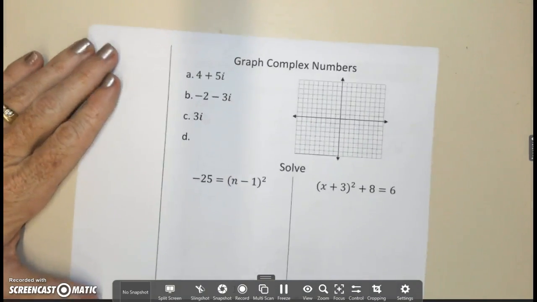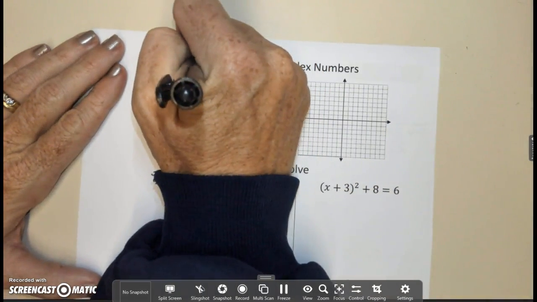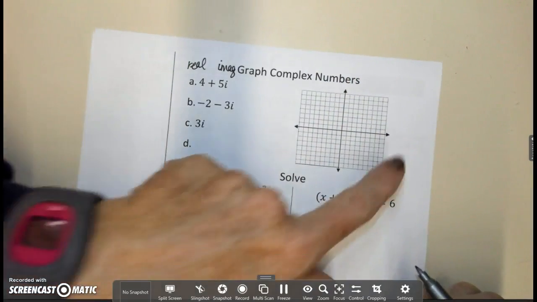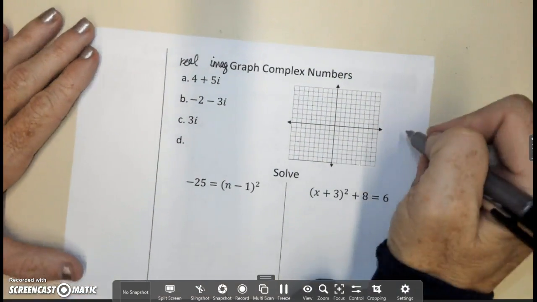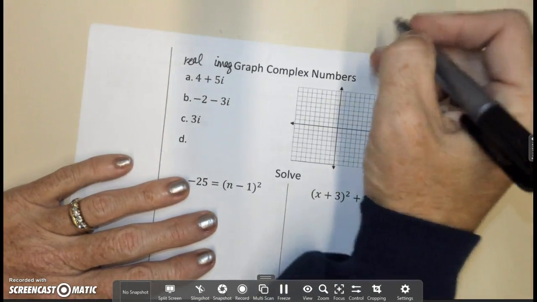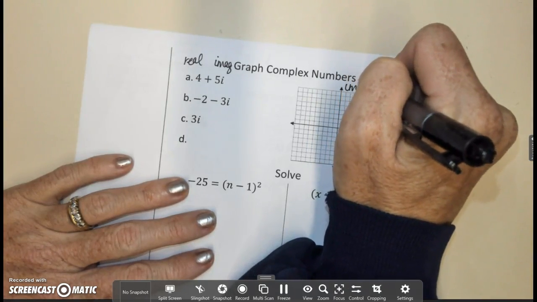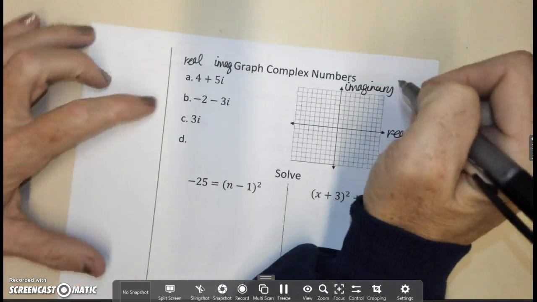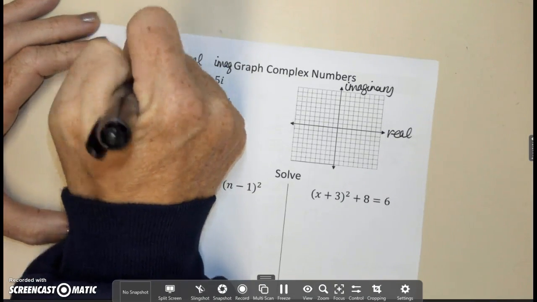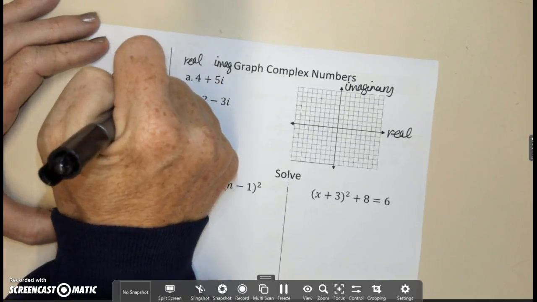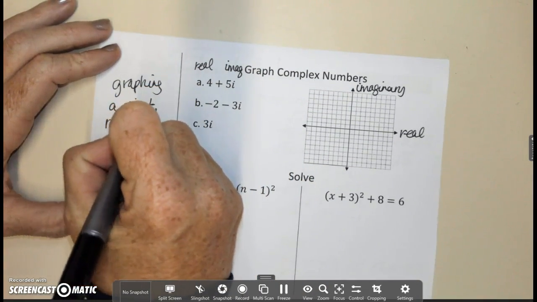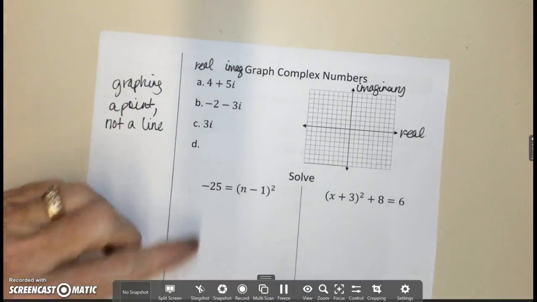Graphing complex numbers is actually really easy as long as you remember that that first term is the real term and the last term is the imaginary term. And on your coordinates, the x-axis is going to be the real numbers, and the y-axis is going to be your imaginary numbers. You need to clarify that when you're graphing complex numbers, you're only graphing a point, not a line. Okay, it's just a coordinate, not a set of coordinates.